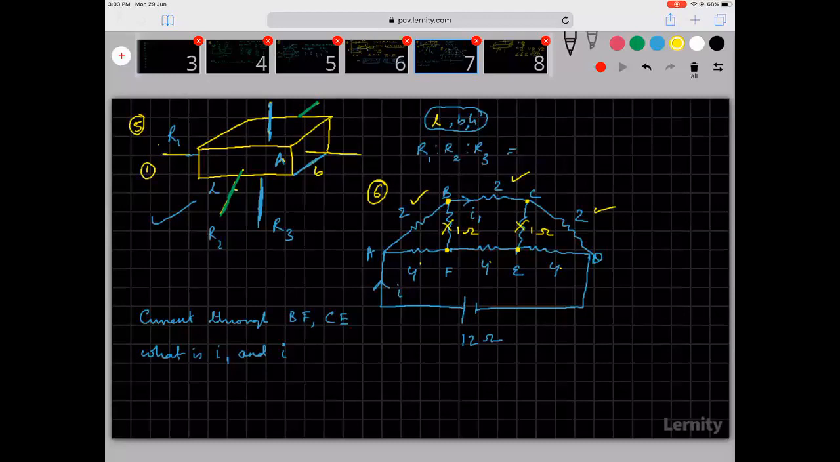If those wires are simply removed, 12 volt is across this. So the current will be 12 by 6. So that will be 2 ampere. Then here it is 12, so 12 by 12, 1 ampere. So it will be 1 ampere here and it will be 2 ampere here. Okay, now, yeah, so the job is done.